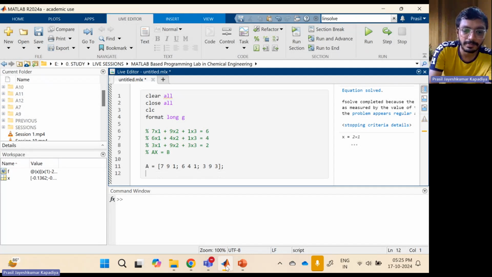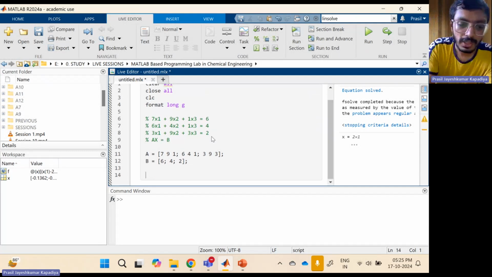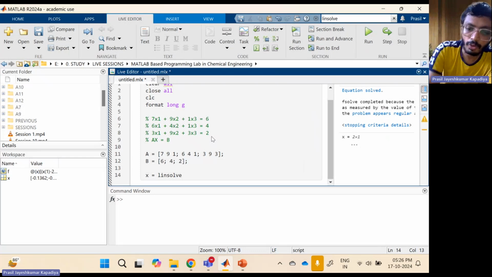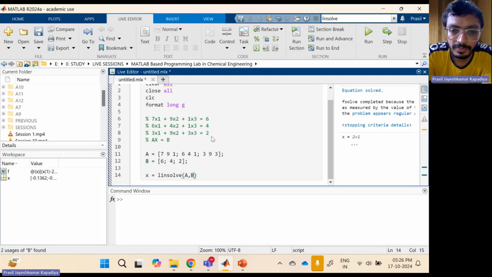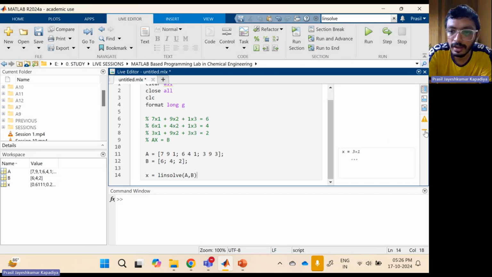Now I need to define matrix B. What is the first row of matrix B? That is only one element, 6. Then my next row is 4, and my further next row is 2. Correct? So we have defined our A and B matrix. Now to solve this problem, what do I need to use? The linsolve command. So let's say x is equal to linsolve of A comma B, and if I run this, I will get the solution.